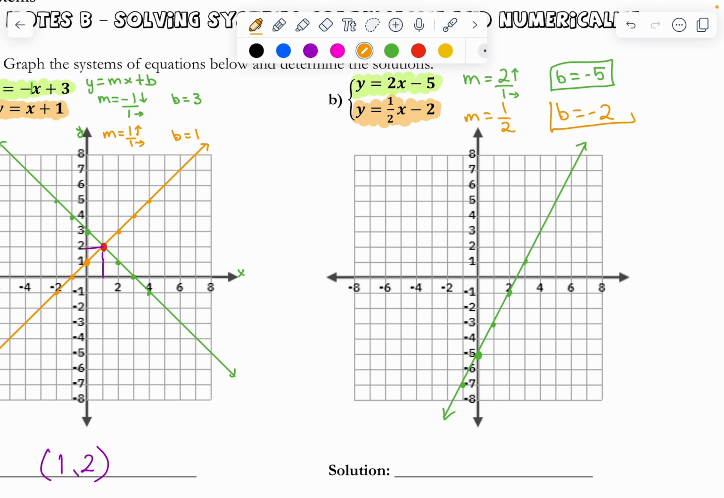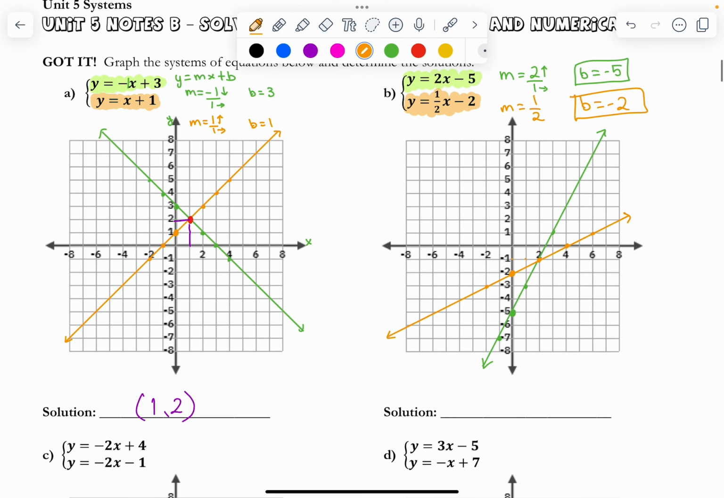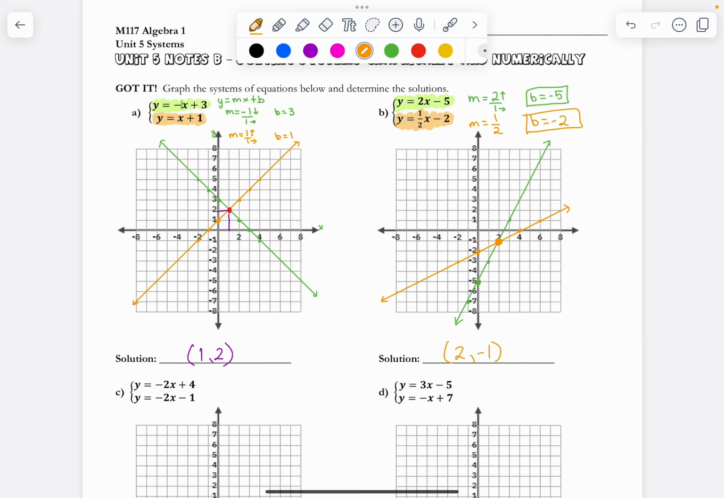So here, my b is negative 2. So I'm going to put my first point at negative 2 on the y-intercept. And then my slope is 1 over 2. Up 1 over 2 is right here. And look at that, right away we ended up getting my intersection. Therefore, my intersection is this point right here, right? X marks the spot, and that spot is x is equal to 2, and my y is equal to negative 1. So that is my answer for this system.